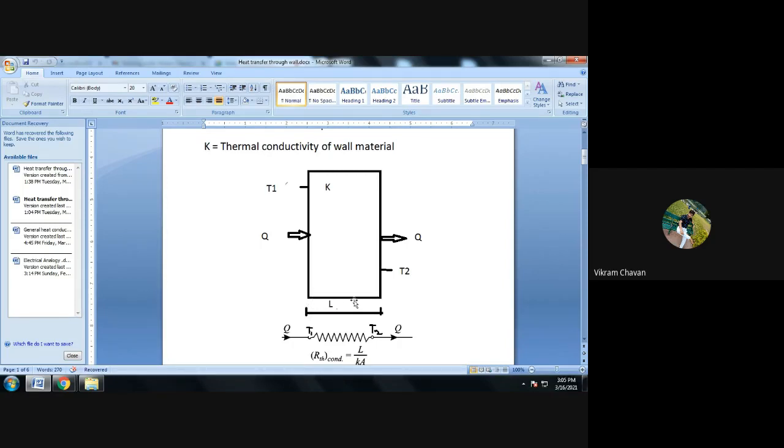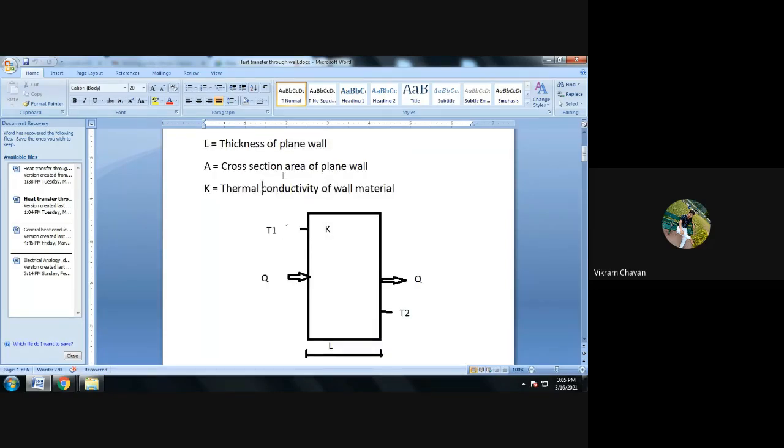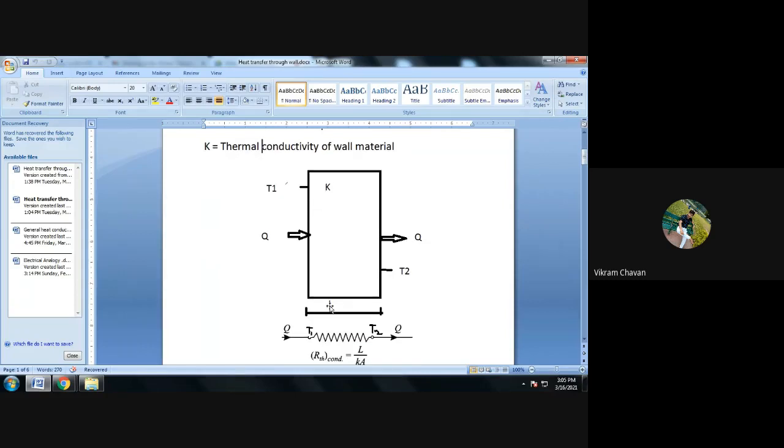We will see only the thickness of that particular wall. So L here we have considered that L is the thickness of a plane wall. So this is the thickness of this particular wall and it is L meter. We can say that unit as a meter. So it is having thickness of L meter.